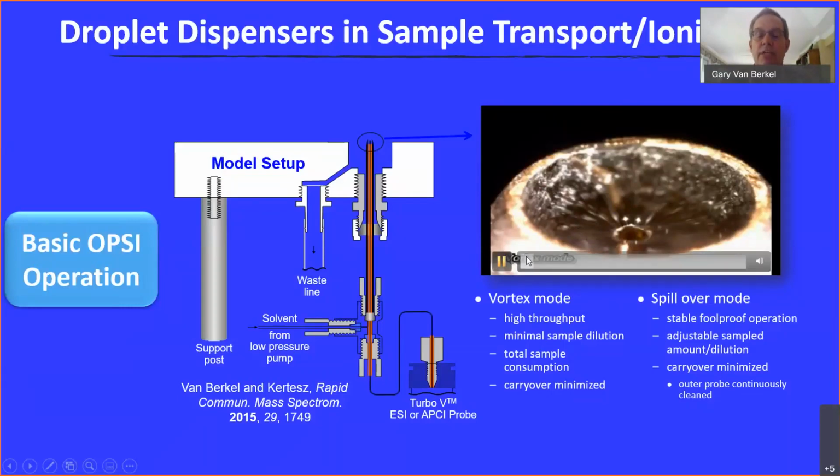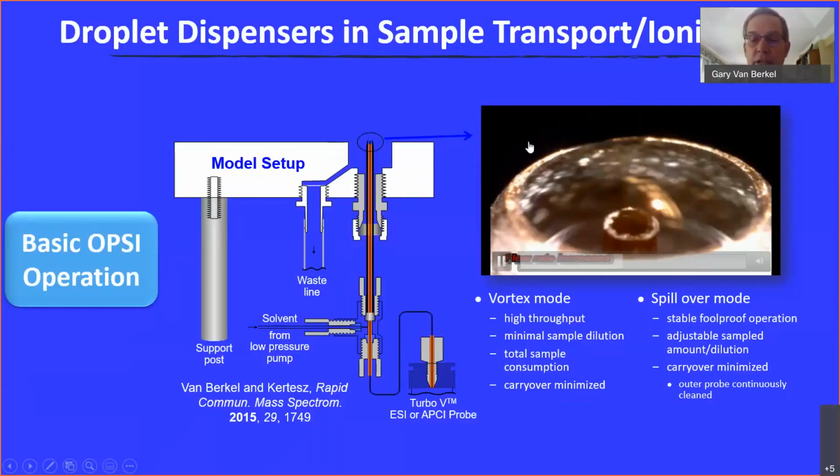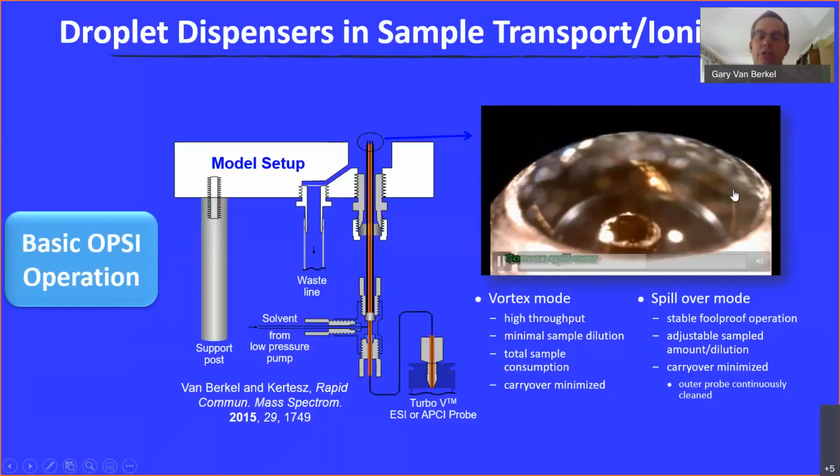But you can change that flow rate and actually overflow the system. Liquid's still going to the mass spectrometer, but now the system overflows and washes itself. So this is a mode, for example, if you're going to touch a sample to the top, it's continuously cleaning. The vortex, or there are some other modes, subcritical vortex mode, are used for real fast sample transport to the detection system.